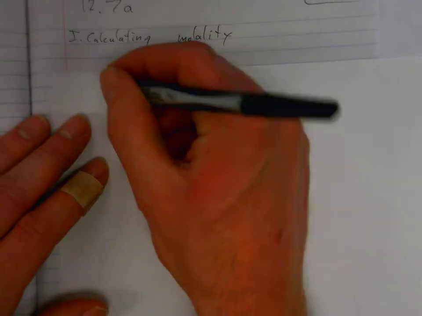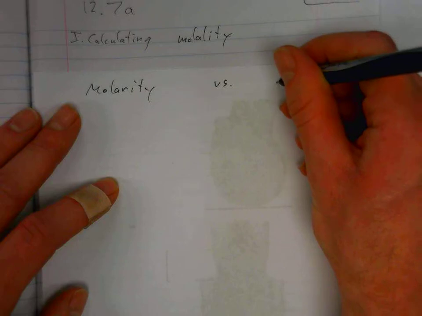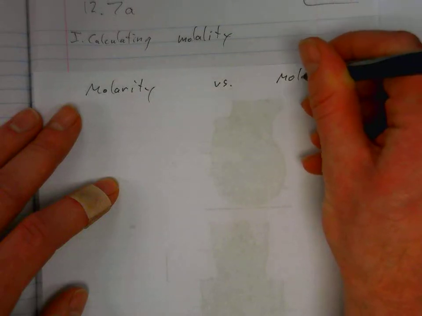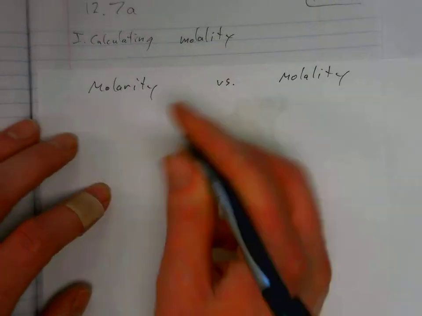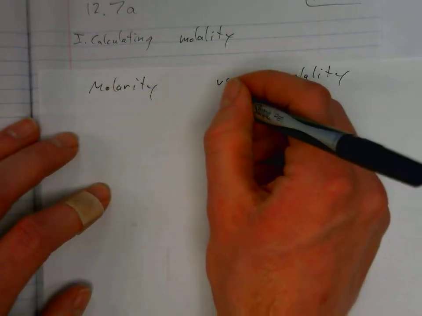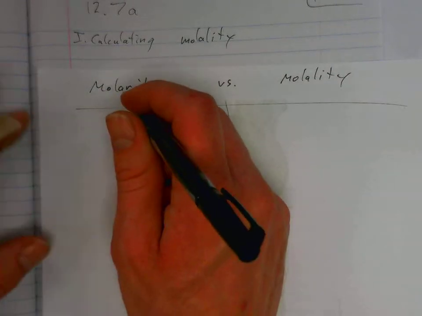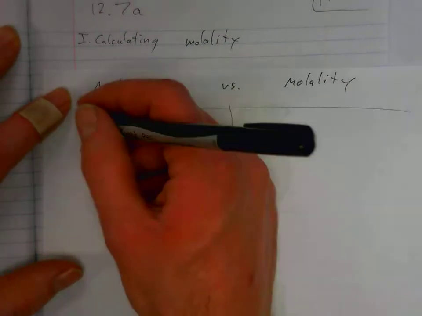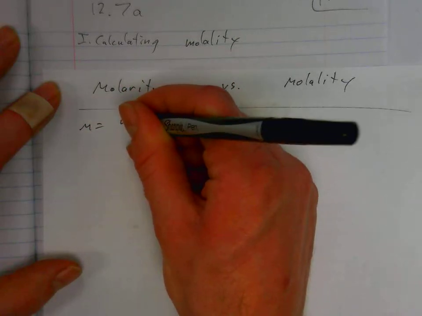So molarity is not molality. Molarity is a unit of concentration, and molarity is calculated by taking the moles of solute and dividing it by the liters of solution, shown with the capital M.